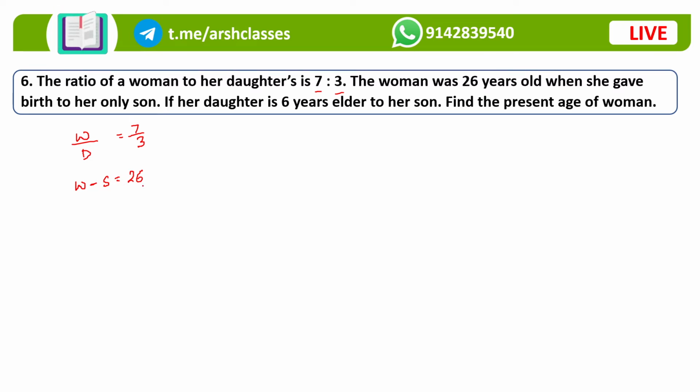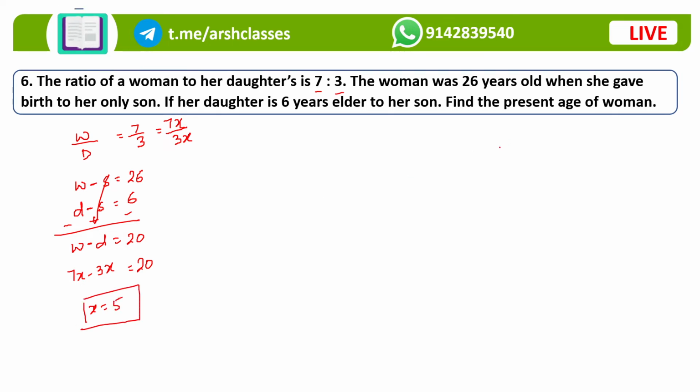It never changes. Okay. Now, her daughter is 6 years elder than the son, which means the difference between daughter and son is 6. So daughter minus son is 6. We need to calculate the present age of the woman. As you know, the ratio between the woman and daughter is 7:3. Can we say that this is 7x and 3x? Now let's do one thing: if I subtract this from this, this will get cancelled out. We will get that W minus D is equal to 20. And if you put it, you will get 7x minus 3 times x equals 20, which means 4x equals 20, or we will get x equals to.